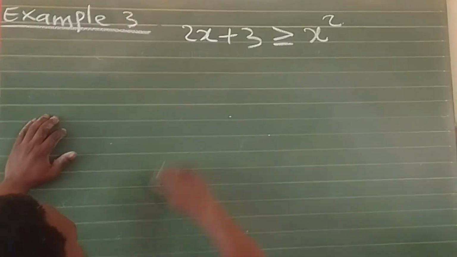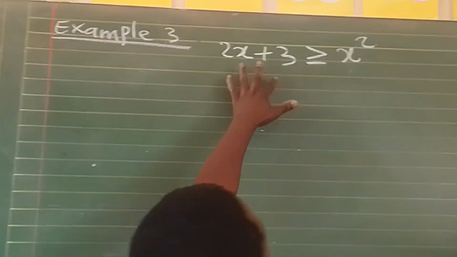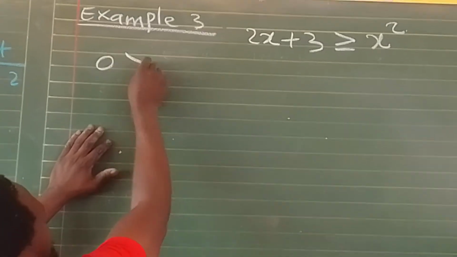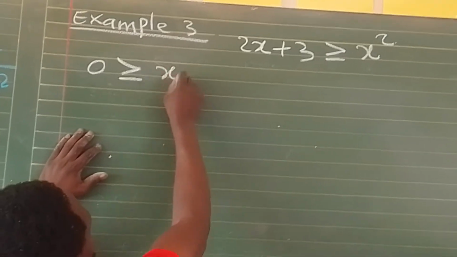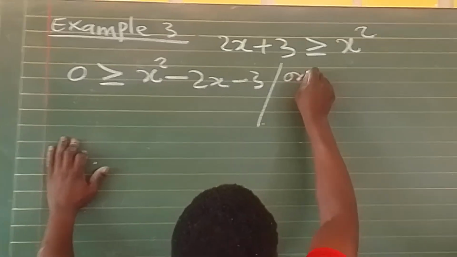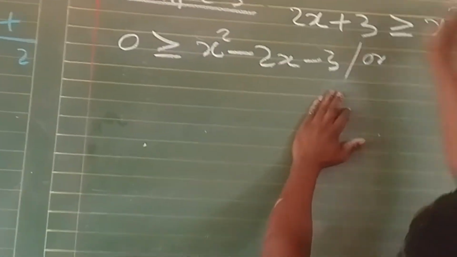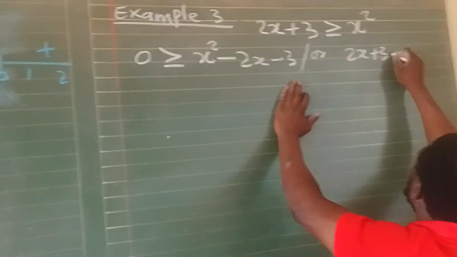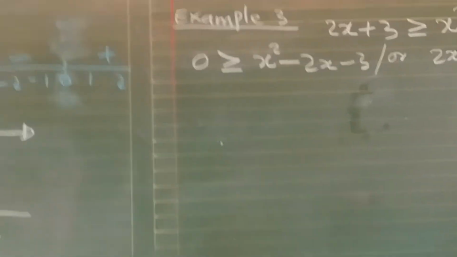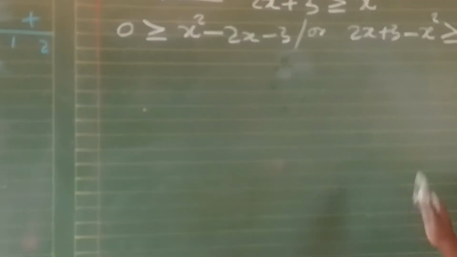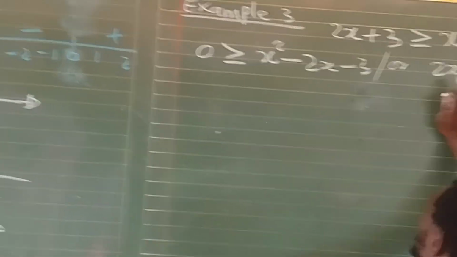You take this side, or you take that side, it does not matter. If you take this, that side, you are going to get 0 is greater or equals to x squared minus 2x minus 3. Or if you take this, that side, you're going to get 2x plus 3 minus x squared is greater or equals to 0. Whichever method you're going to use, it will come up the same.